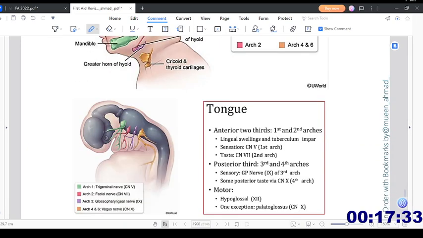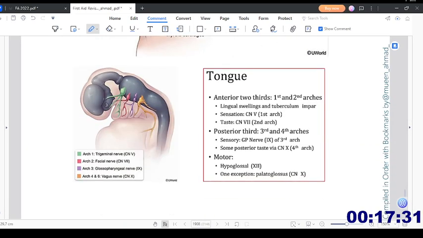So here we have a box that is about the tongue. The anterior two-thirds of the tongue comes from the first and second arches: lingual swellings and the tuberculum impar. So lingual swellings and the tuberculum impar. Sensation is CN5 of the first arch, and CN7 for the taste, that is for the second arch.